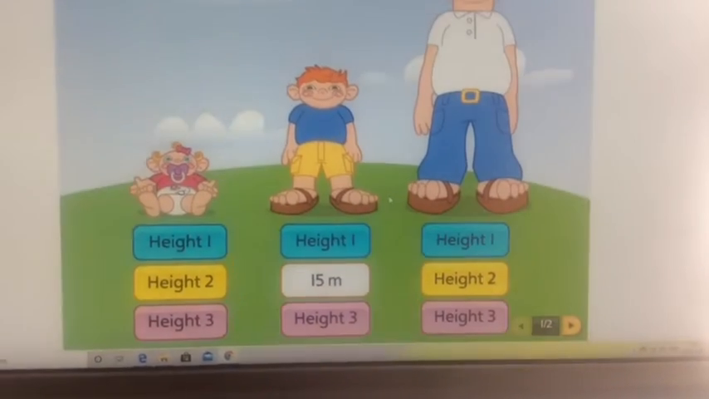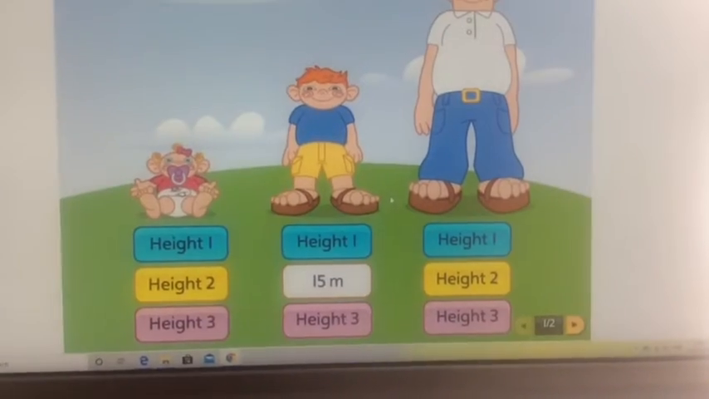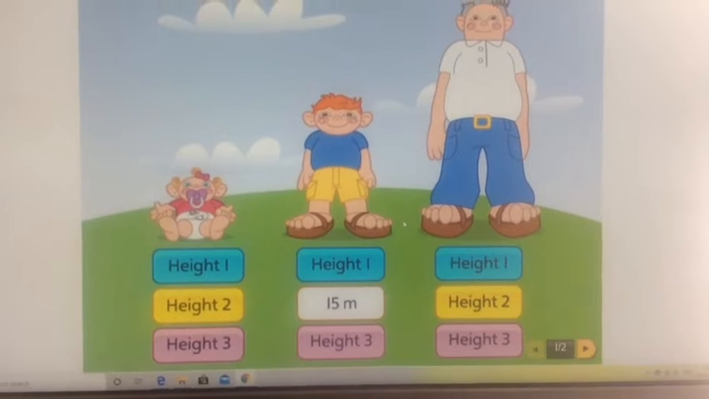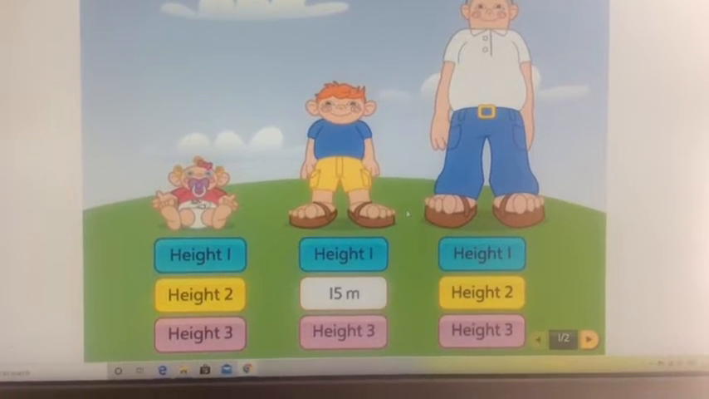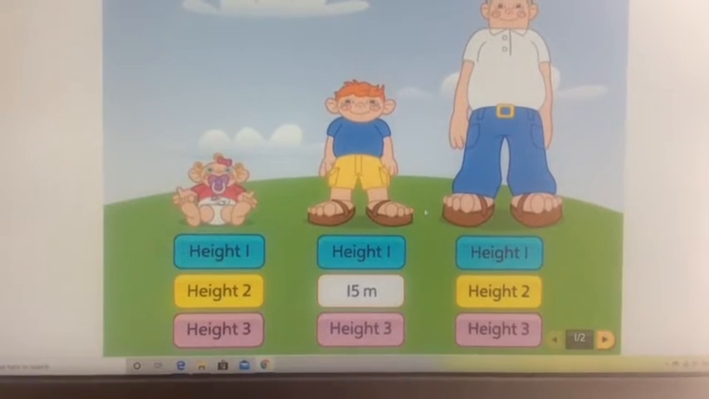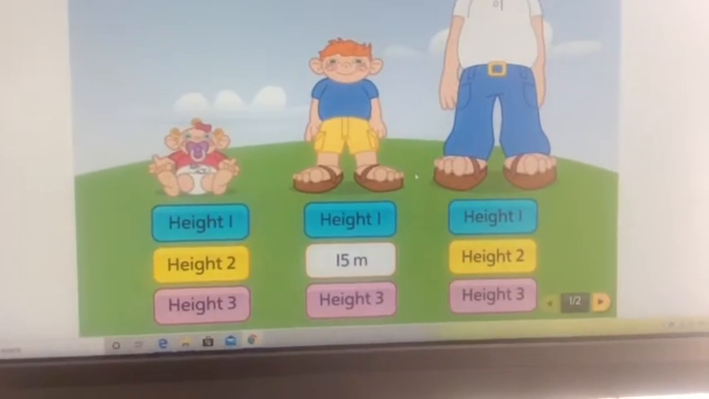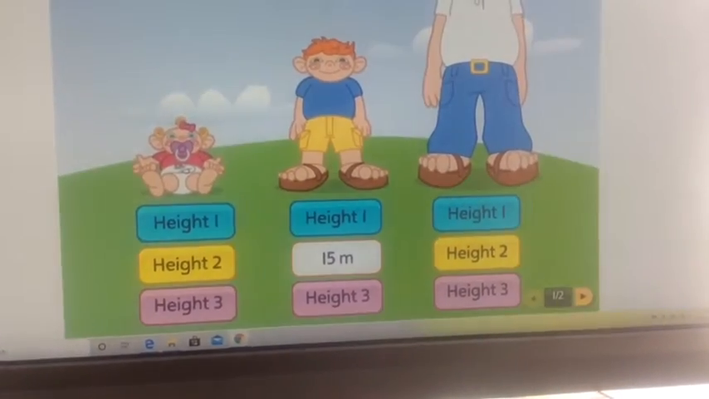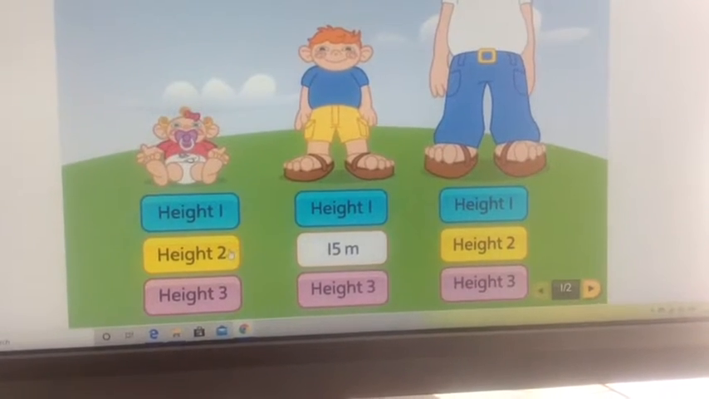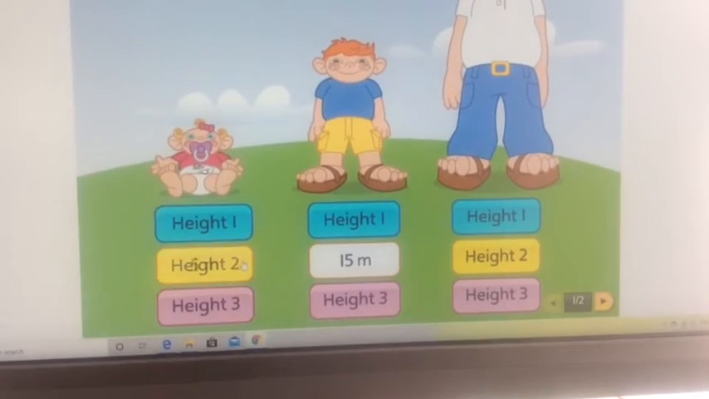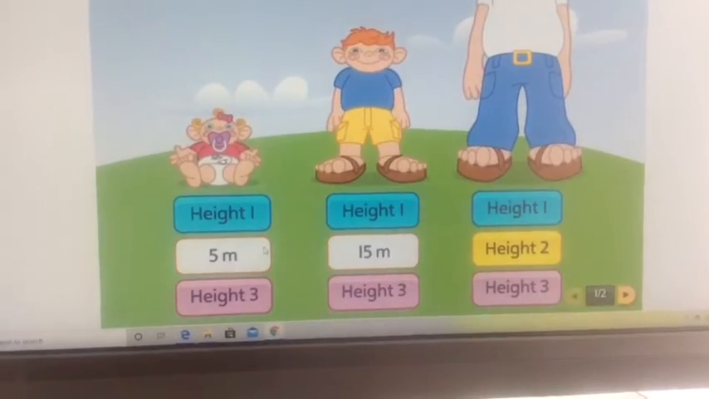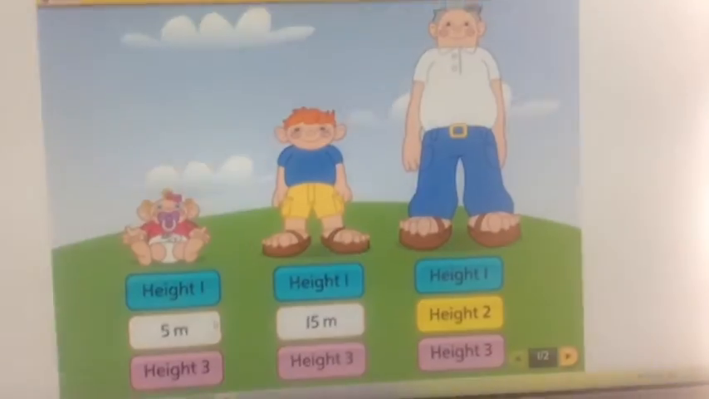Let's give the boy a height of 15 meters this time. So if he is 3 times taller than the little baby sister, how tall is the baby sister this time? Think how many 3s would make 15? Okay. How about Dad this time?